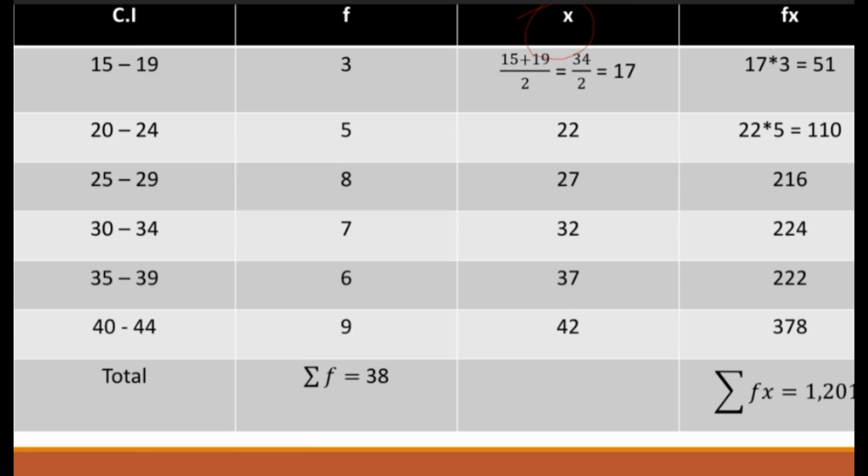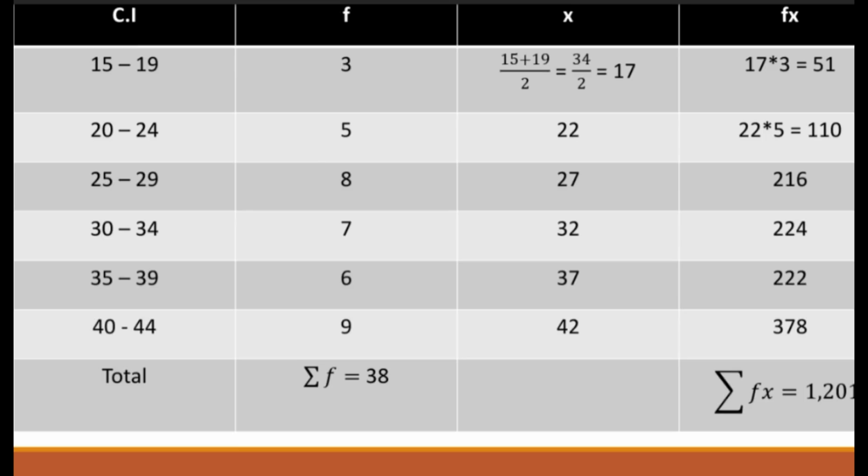How do you find it? Add the class limits and divide by 2. That means 15 plus 19 divided by 2: 34 divided by 2, the answer is 17. Then 20 plus 24 is 44, divided by 2, the answer is 22. You find the midpoint in the same way for every class.